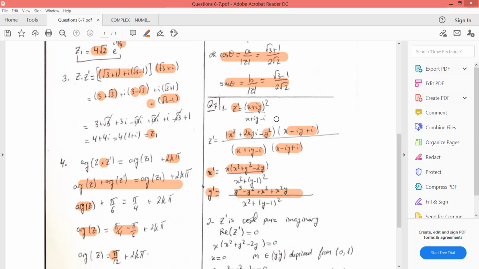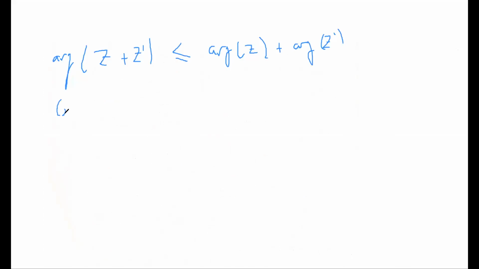But below, how did we expand? x plus iy minus i, and we multiply by its conjugate: x plus iy minus iy plus i. You change the sign before each imaginary part. According to the rule, it equals a square plus b square.